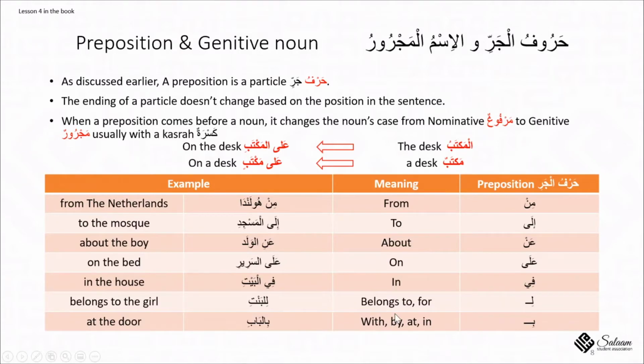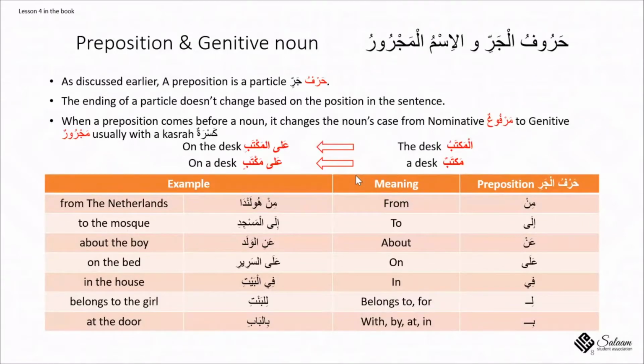So lam with kasra can be a preposition. Ba with kasra is also a preposition. Bil babi means at the door, someone at the door. So this is the preposition. And you can see here al bab became majroor, with a kasra at the end because of this preposition. Is it so far understandable what we are trying to do?